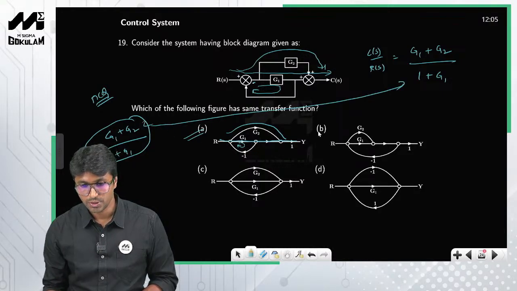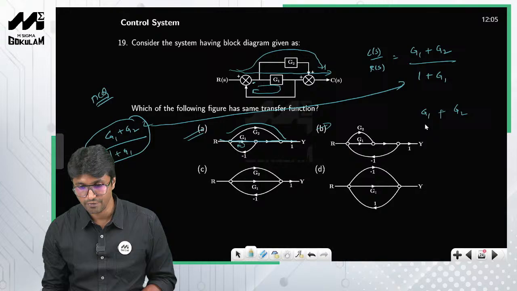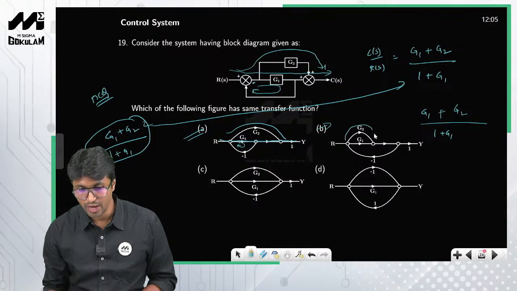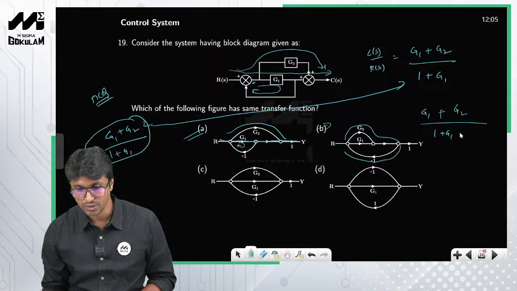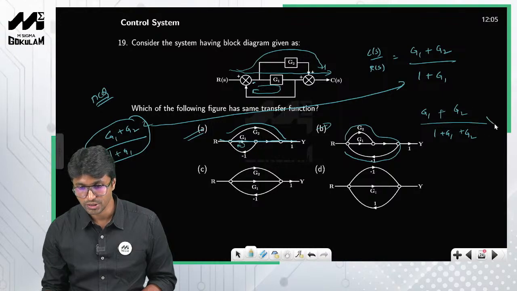Now what about option B? Option B, this is nothing but G1, right? So this is the first forward path, and G2, this is the second forward path. And do you have any loop? Yes, right? So this is one loop, so 1 plus G1, and you also have one more loop, which is nothing but G2, right? So which is incorrect, right?